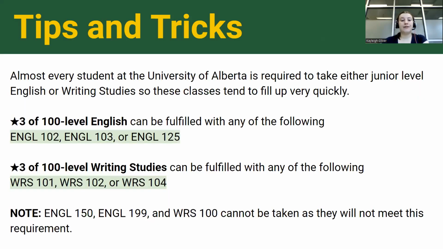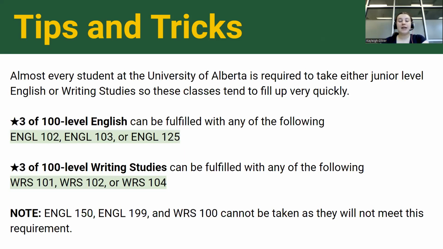So the first one we'll revisit is the English or the writing studies requirement. So like I said before, almost every student at the University of Alberta is required to take a junior level or a 100 level English or writing studies class. So these classes tend to fill up very, very quickly. So I urge you to not be too picky as to which one you want to do. It's really just important that you get into one of them regardless.